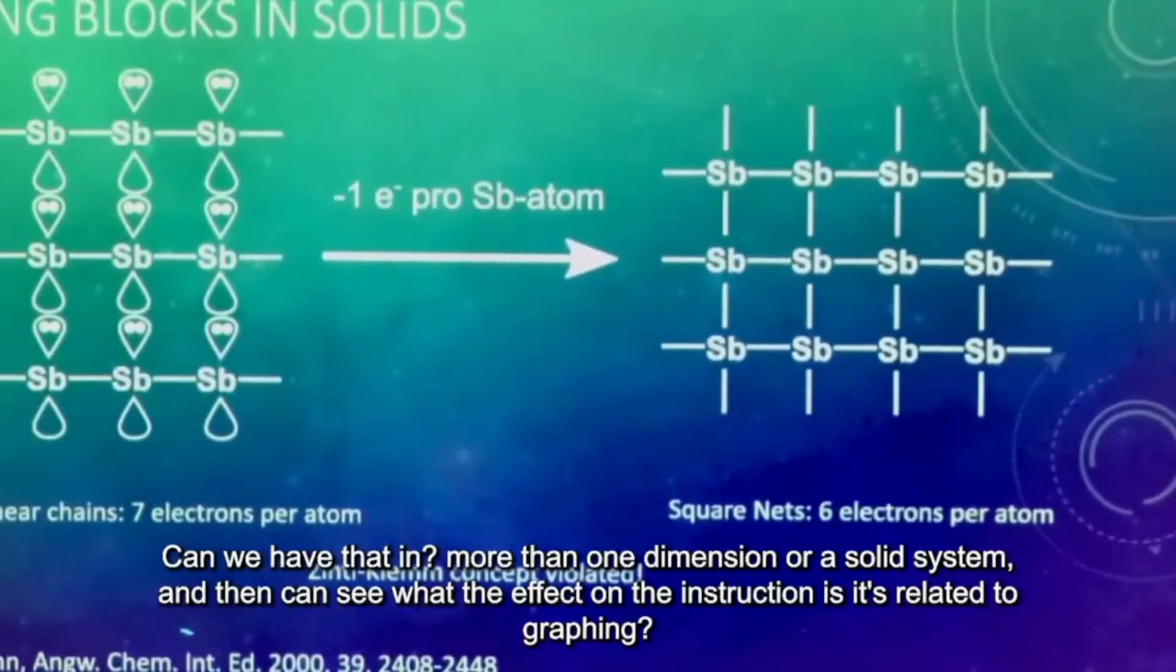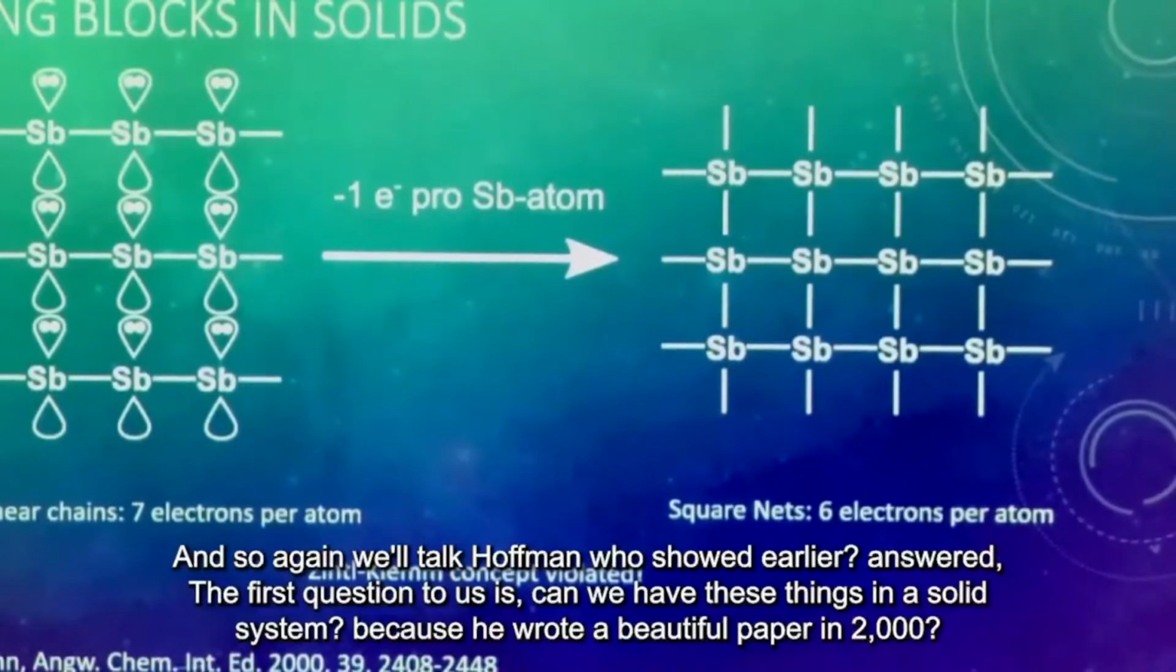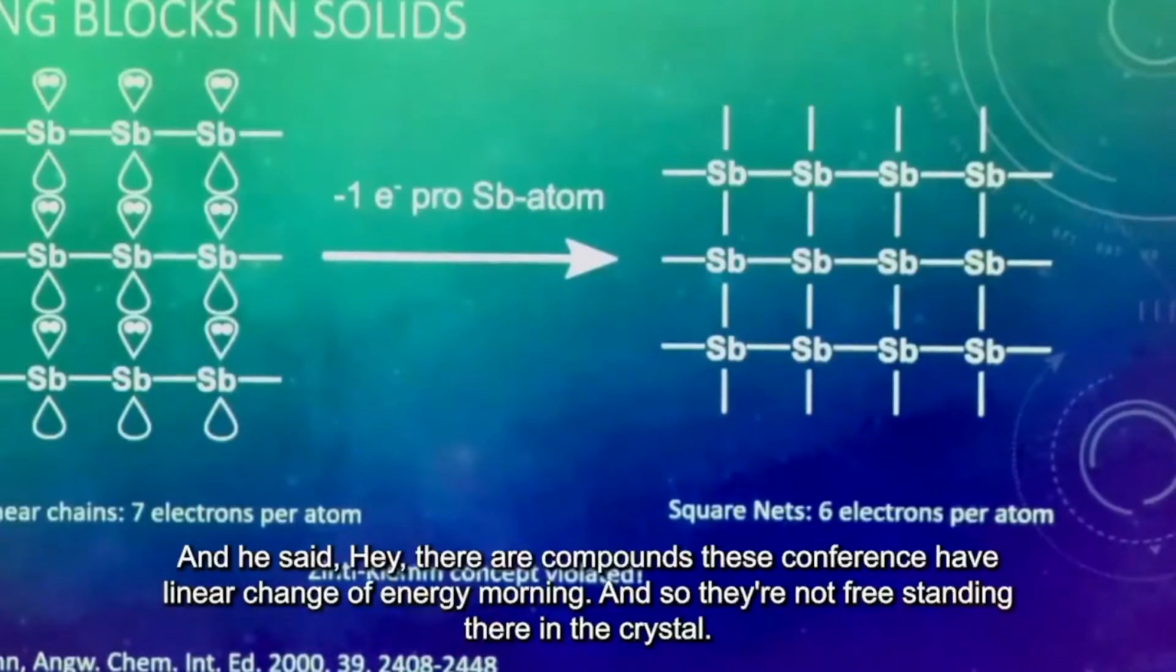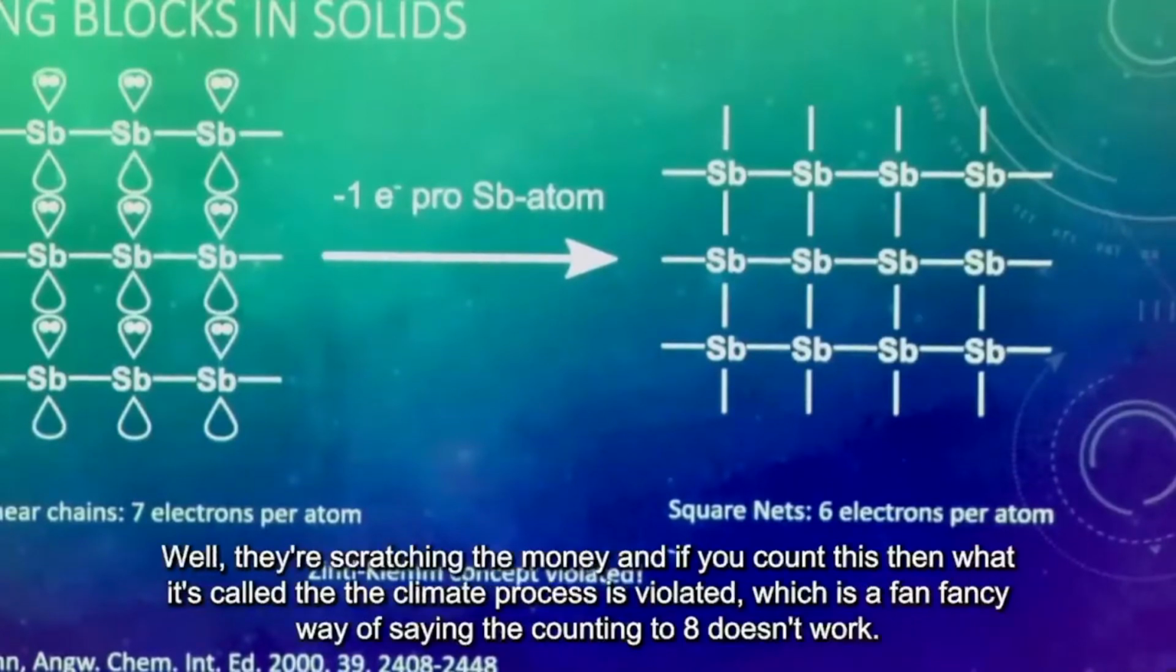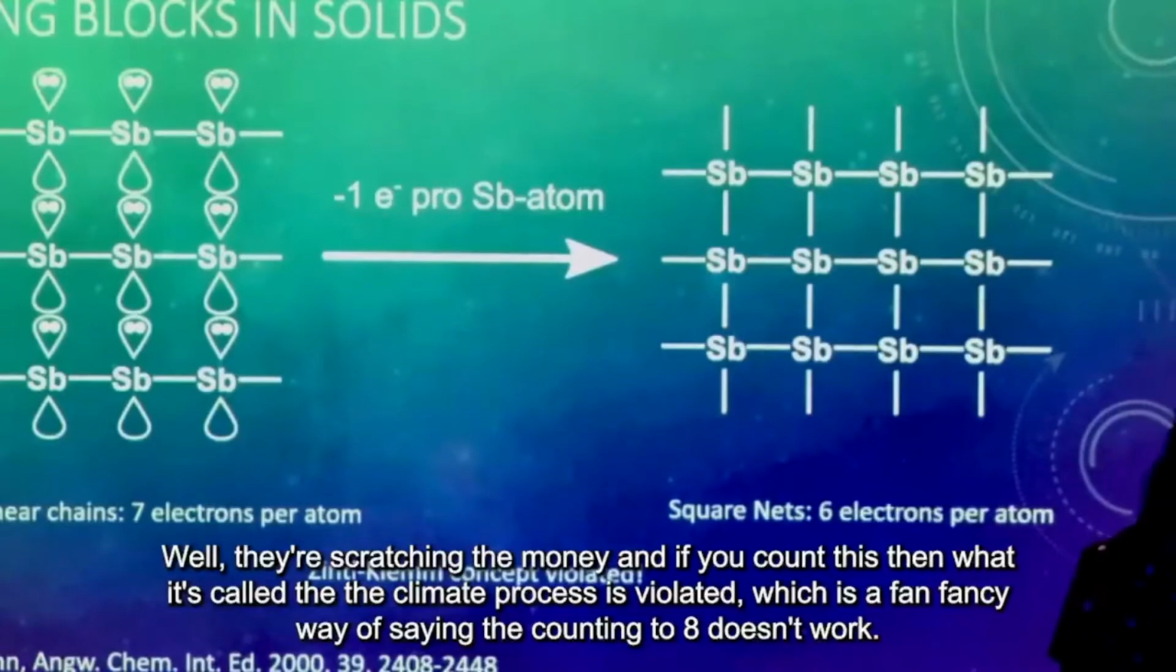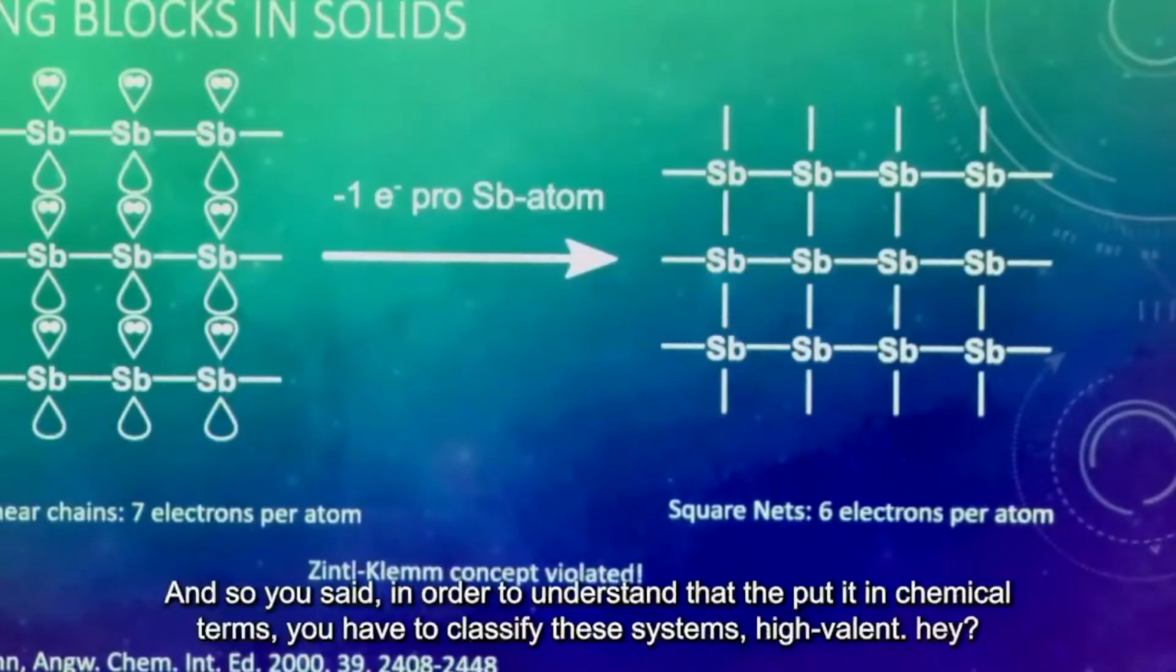And so again, Roald Hoffmann, who I showed earlier, answered the first question for us, which is, can we have these things in a solid system? Because he wrote a beautiful paper in 2000 where he said, hey, there are compounds. These compounds have linear chains of antimony. So they're not freestanding, they're in a crystal. Or they have square nets of antimony. And if you count this, then what is called the Zintl concept is violated, which is a fancy way of saying the counting to 8 doesn't work.